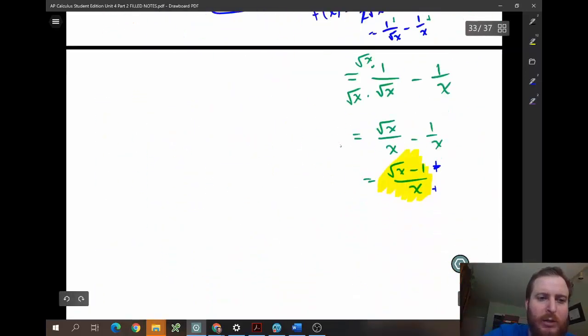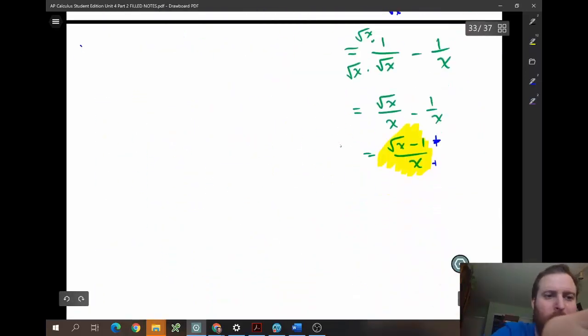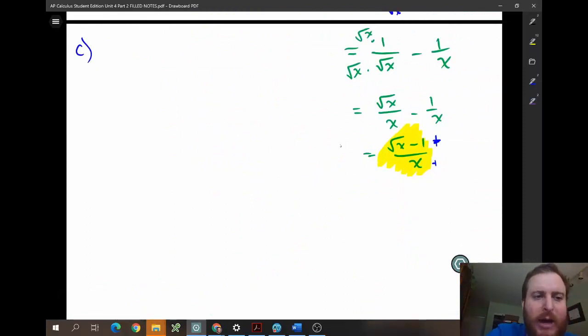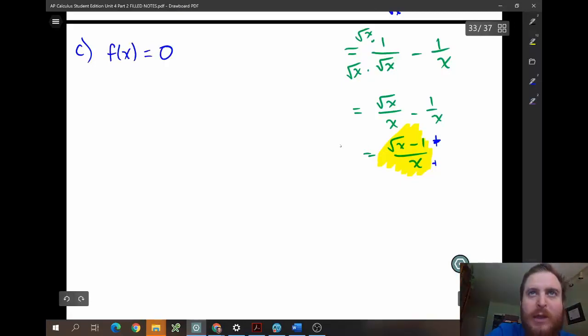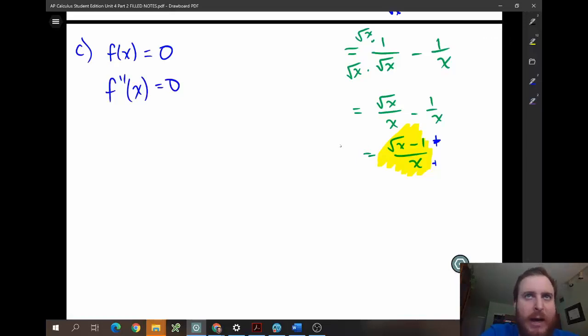So on C, what we have to do is we basically know that if it's on the x-axis, meaning y equals 0, f of x equals 0. So we know we have f of x equals 0, and then we know it's an inflection point, so we know we have f double prime of x equals 0 at that same point. And so that's actually 2 equations, and we have 2 variables. We have x and we have k.